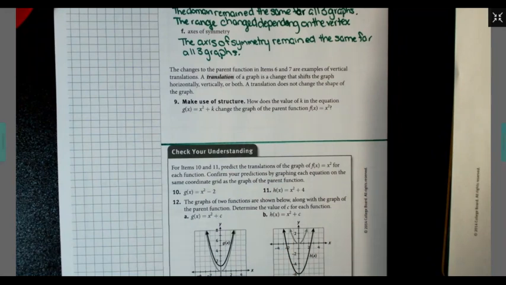The changes to the parent functions in items 6 and 7 are examples of vertical translations. A translation of a graph is a change that shifts the graph horizontally, vertically, or both. A translation does not change the shape of the graph. Number 9, make use of structure. How does the value of k in the equation g of x equals x squared plus k change the graph of the parent function f of x equals x squared?